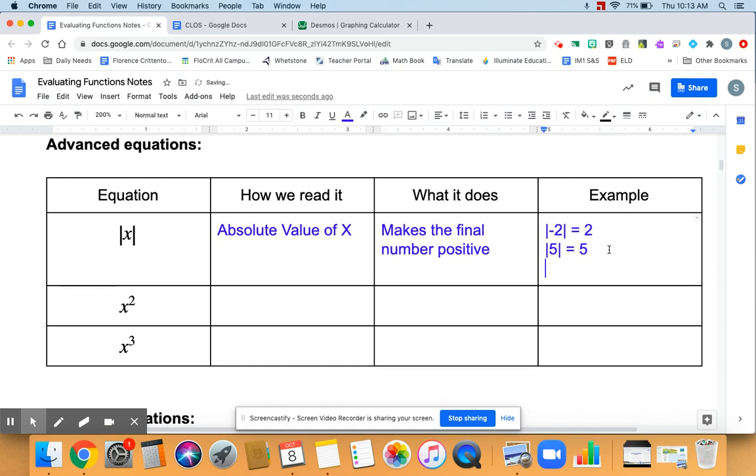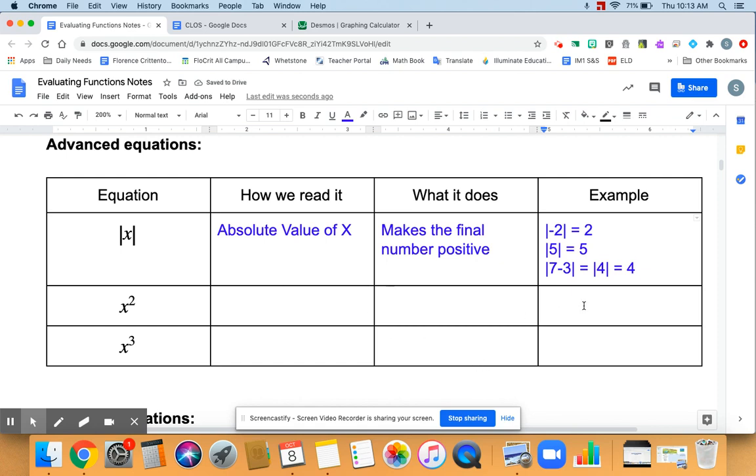So I'm going to just do one more example with some math in it. Let's say it's 7 minus 3 on the inside. Well, it's important to remember that it's about the final number. It doesn't just turn this into a plus. It doesn't become 7 plus 3. You have to do 7 minus 3 first, and 7 minus 3 becomes 4. Then you make the number on the inside positive. Well, it's already positive, so the answer is just 4.